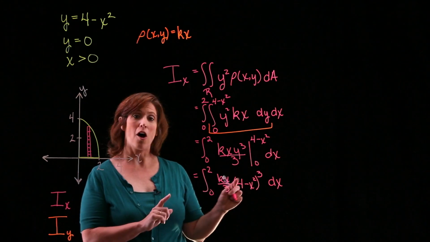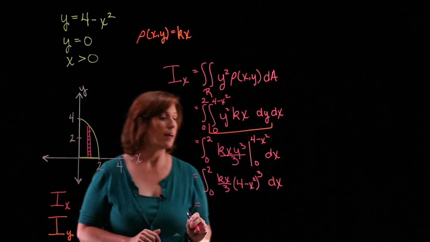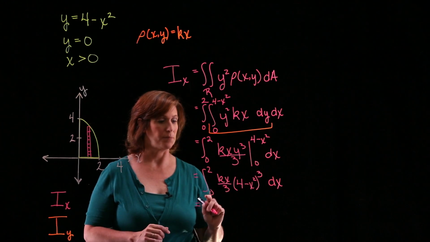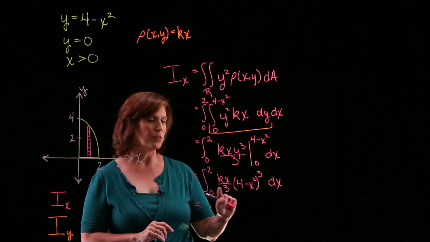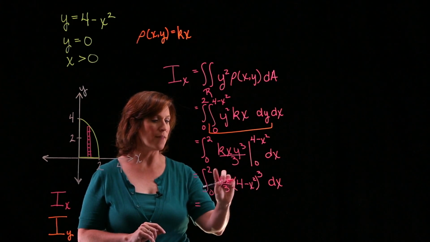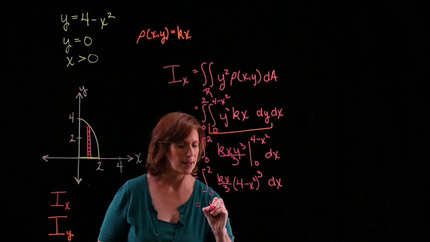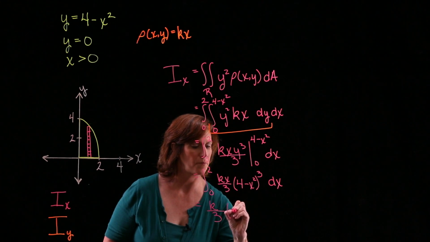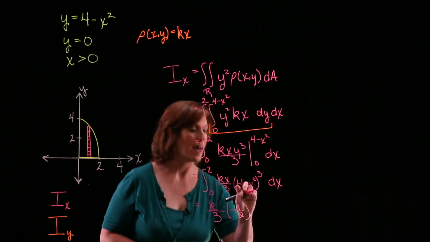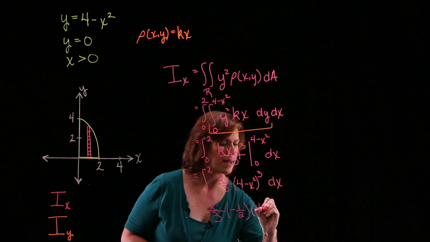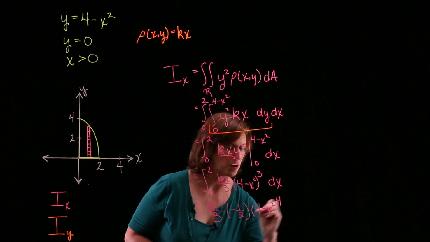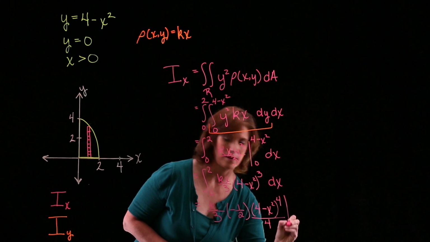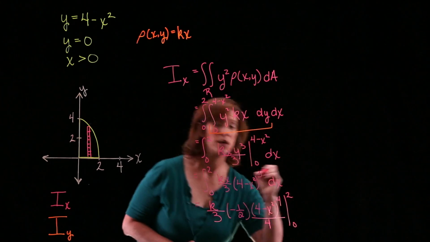So now I'm ready to work on my outside integral. Now if you look at this, you may notice that it's going to require a u substitution. But I'm going to go ahead and try to do that without writing out the details. I'm going to have a k over 3 as my constant that gets pulled out. And with the u substitution, I'll have a constant of minus 1/2, and this will become 4 minus x squared to the 4th all over 4. And then I need to evaluate from 0 to 2.